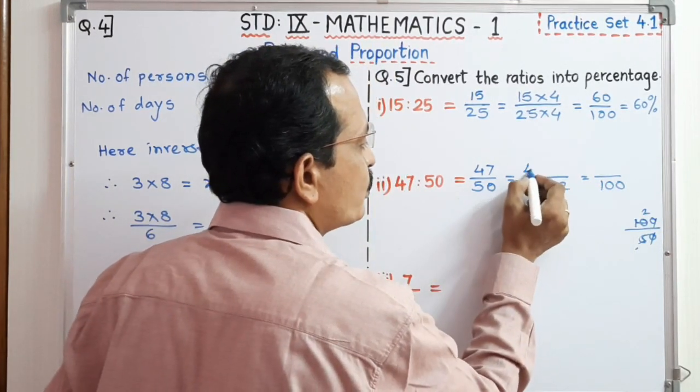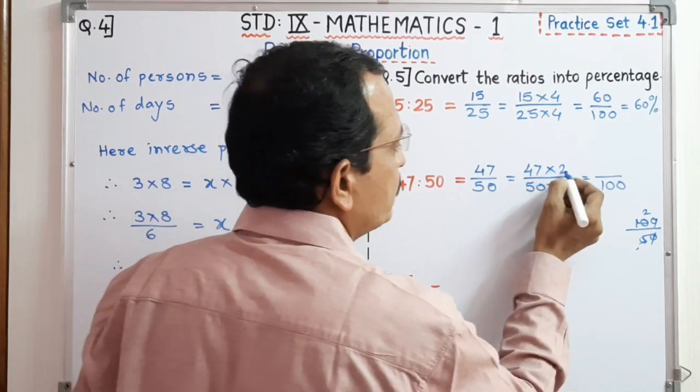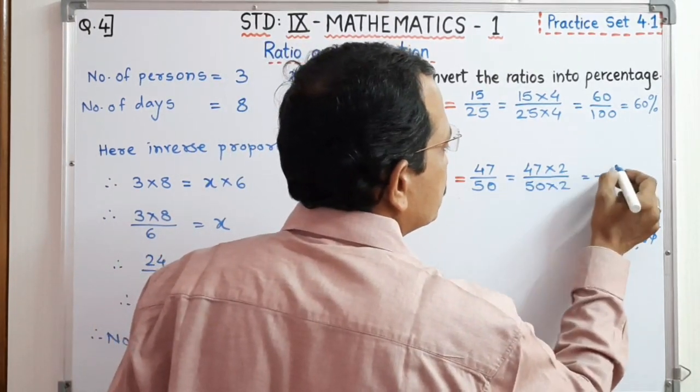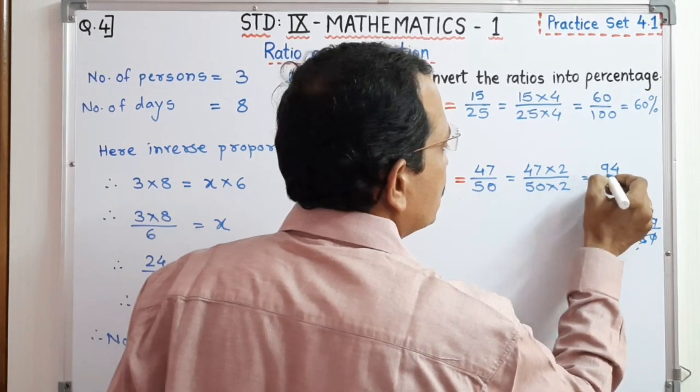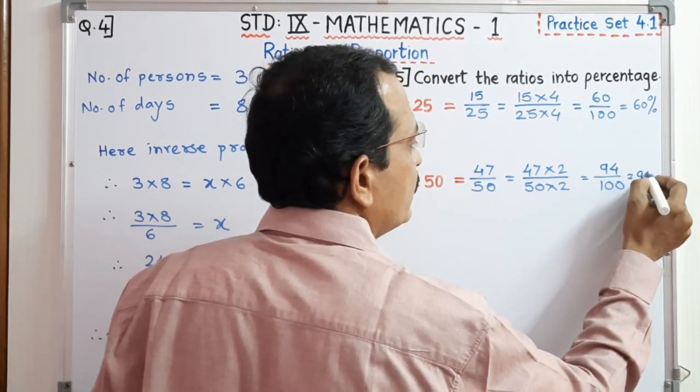Same way, this 47 we have to multiply with 2. Then we get here 94. Therefore, we can get here 94%.